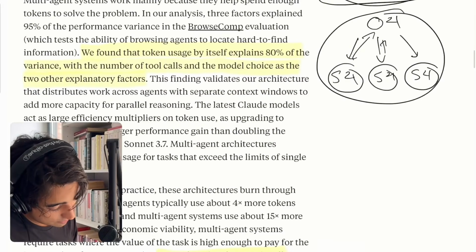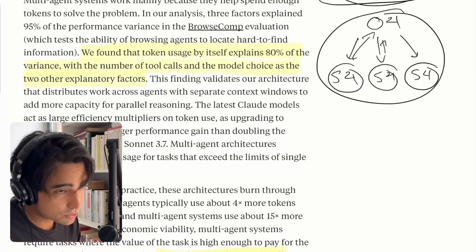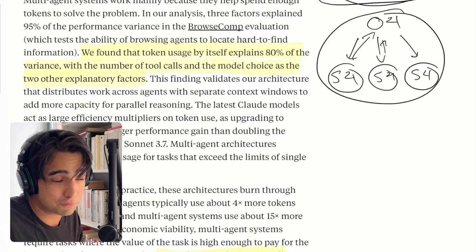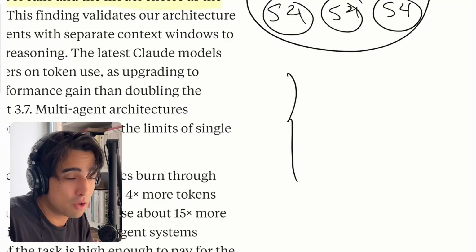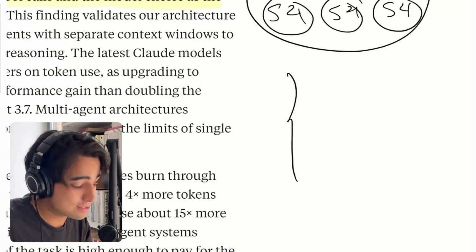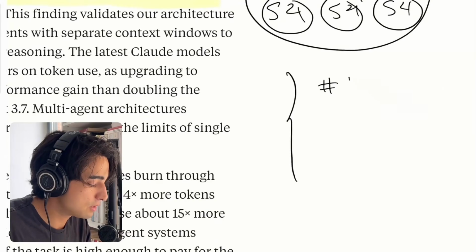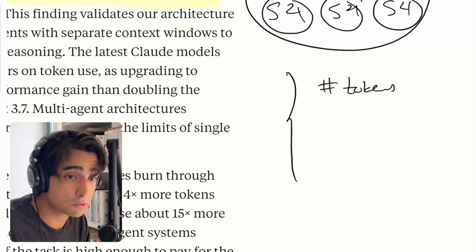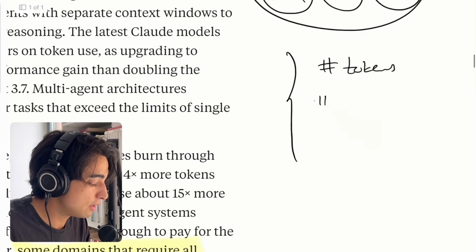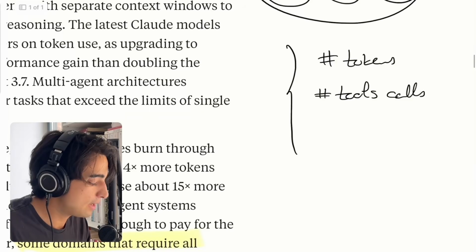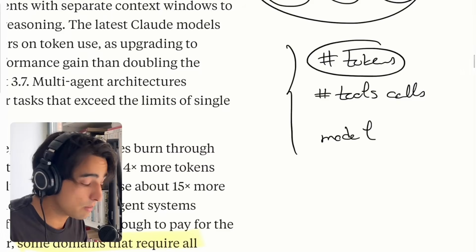What does this mean? It means essentially that the more tokens you use to solve a task, the better the results of that task. So the quality of the result of your task is mostly dependent on these three parameters: first, the number of tokens that you used to solve it. Secondly, the number of tools, or tool calls, available to your agents, and then the model, of course. But of these, the most important one is the number of tokens.